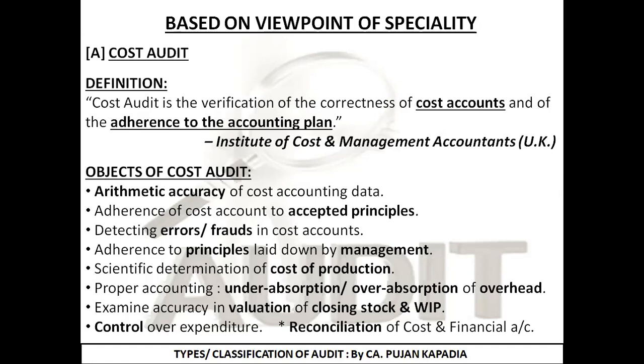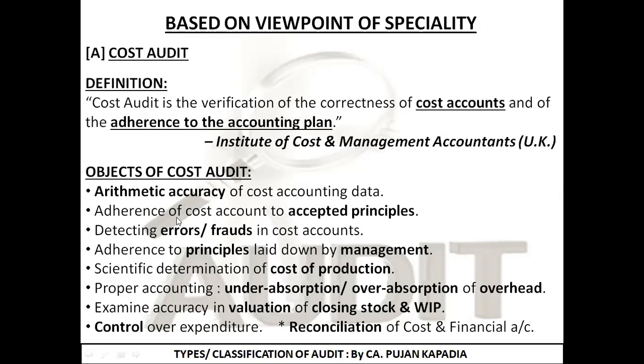Now let's see what are the objects of cost audit, why cost audit is supposed to be undertaken. First is arithmetic accuracy of cost accounting data. You are required to check whether all the cost accounting data are correct and accurate arithmetically. That is, there is no calculation mistake in any of the accounting data with respect to costing. This is your first point.